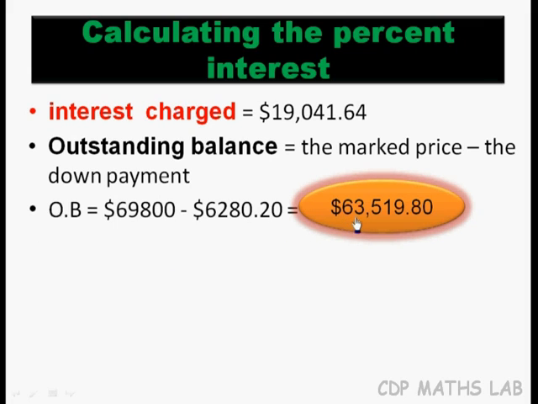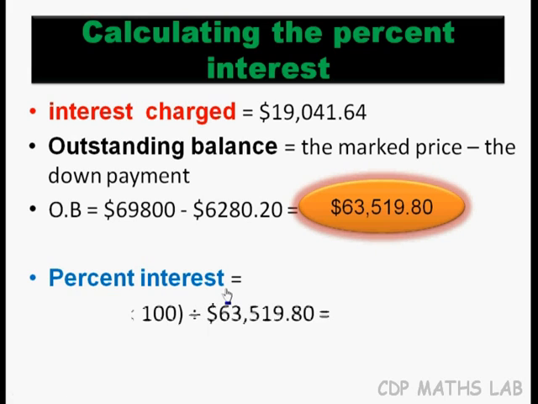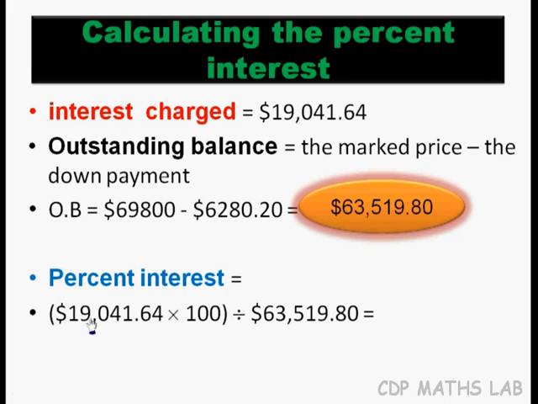So it is $63,519.80. So that is your outstanding balance. Now your percent interest is equal to what? Now, to find the percent interest, we multiply the interest by 100. Here's the interest charge, and then divide that by the outstanding balance. So our percent interest is equal to 30%. So that is how you find the percent interest.